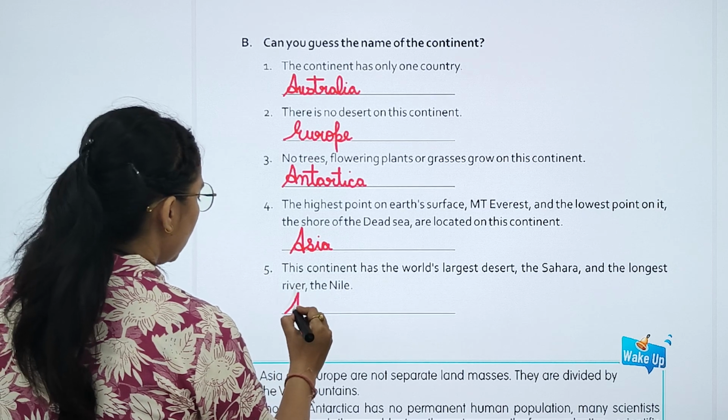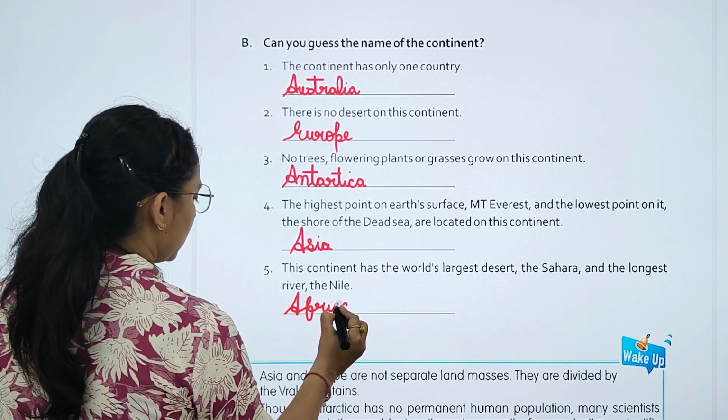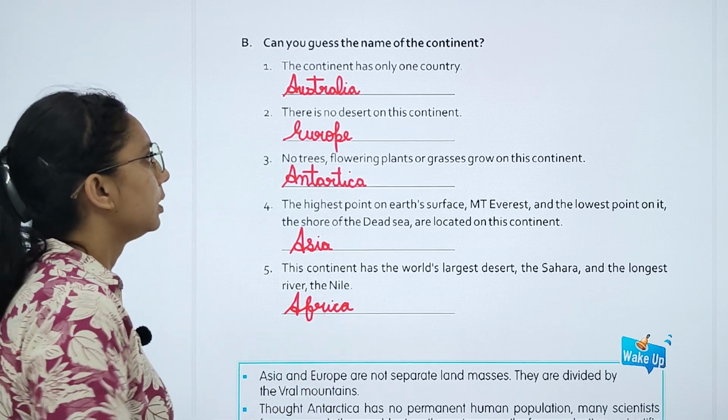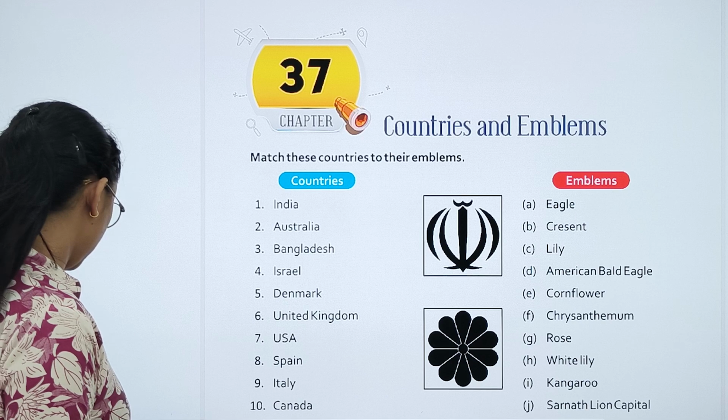तो आपकी कौन सी होगी? रिवर नाइल भी है, that is Africa. Right? Now let's move to the next chapter, chapter number 37.